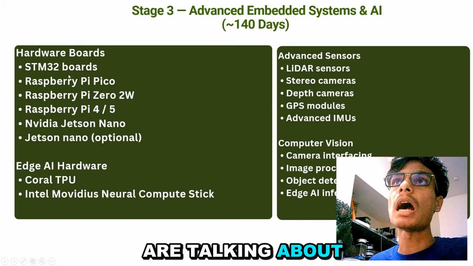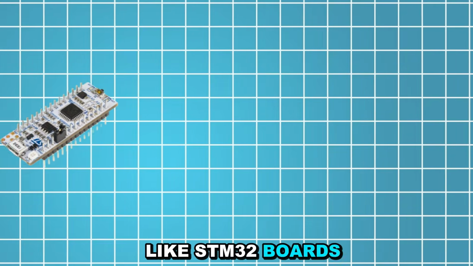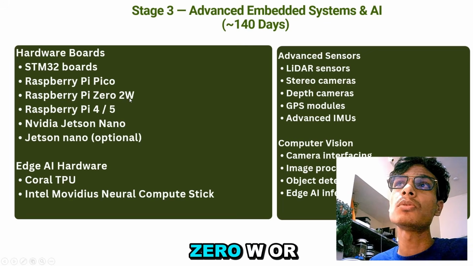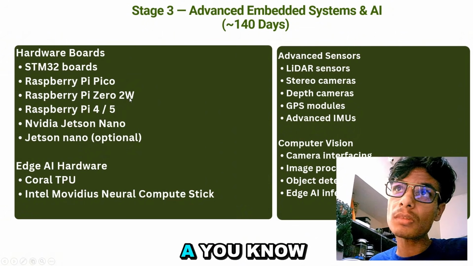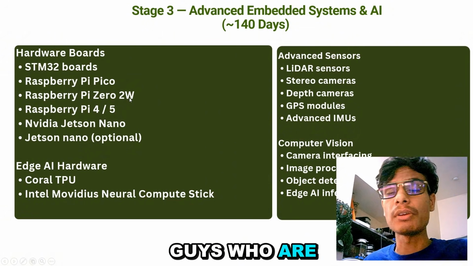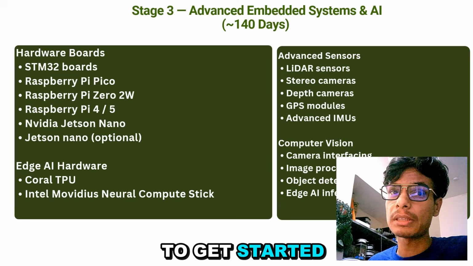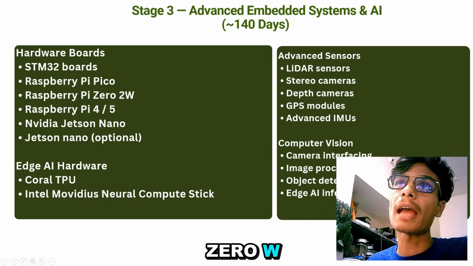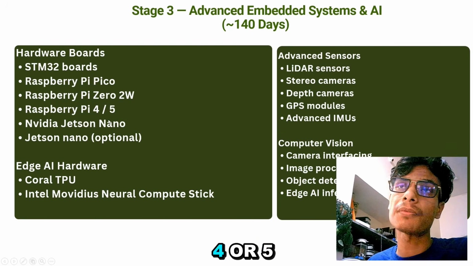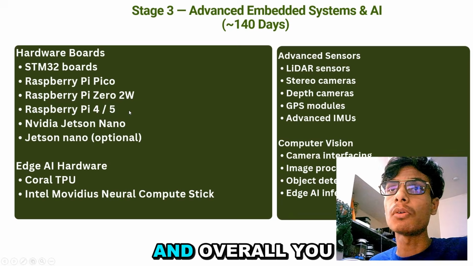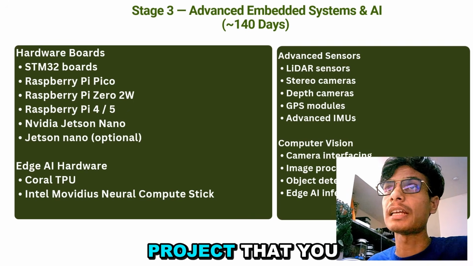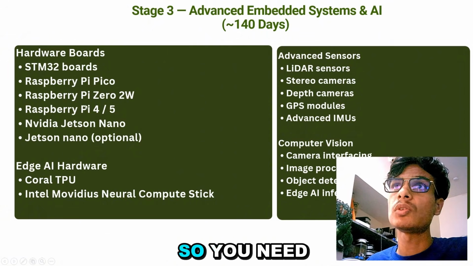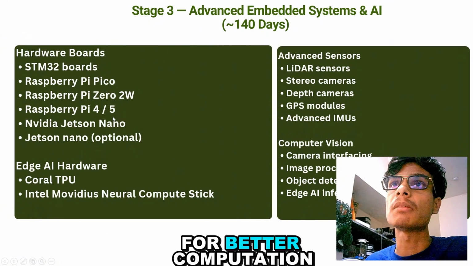When we are talking about the hardware boards, like STM32 boards, Raspberry Pi Pico, Raspberry Pi Zero W. The Raspberry Pi Zero W or Zero 2 W is only for those who have a budget constraint and really want to get started with some SBC or single board computer. Then you can go with the Zero W, but I would definitely suggest trying to go with the Pi 4 or 5 for better performance and for the future projects that you want to work on with great AI tools and all those. So you need to go with the Pi 4 or 5 for better computation.